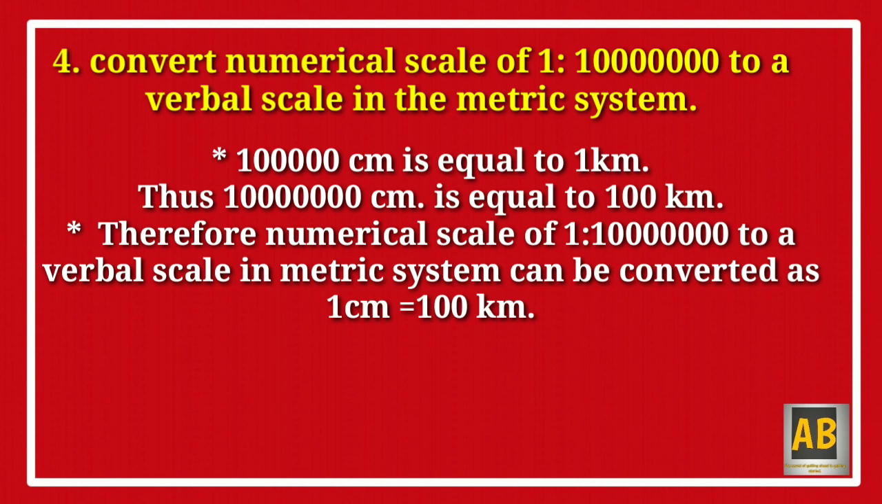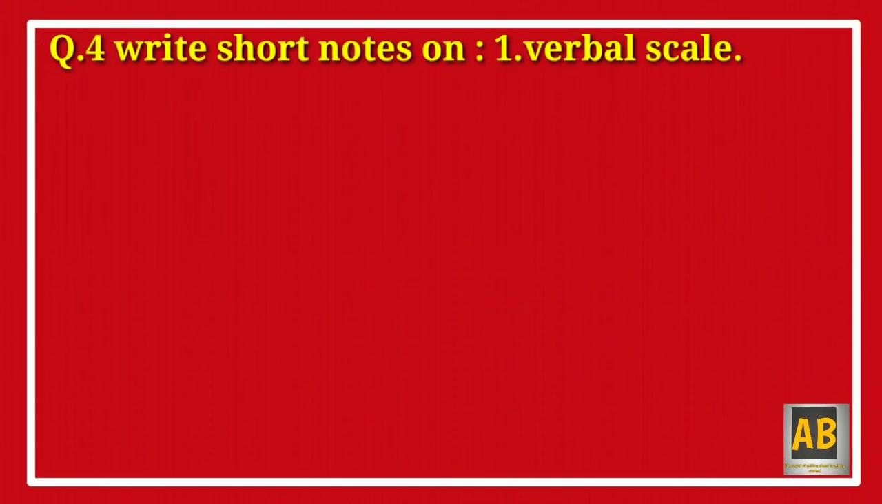1 lakh centimeters is equal to 1 kilometer. Thus, 1 crore centimeters is equal to 100 kilometers. Therefore, the numerical scale of 1:1 crore can be converted to a verbal scale in the metric system as 1 centimeter is equal to 100 kilometer. Write short notes on verbal scale.